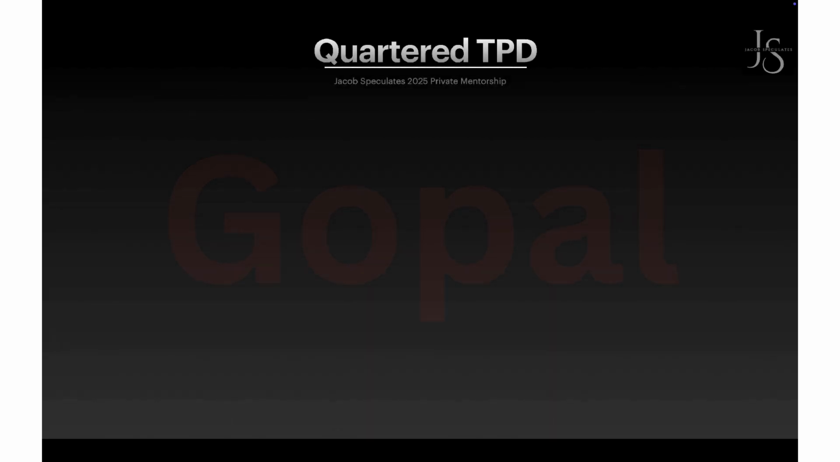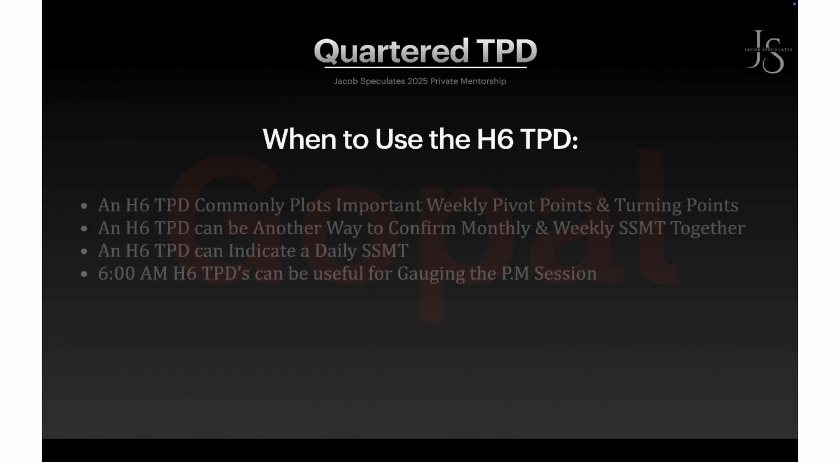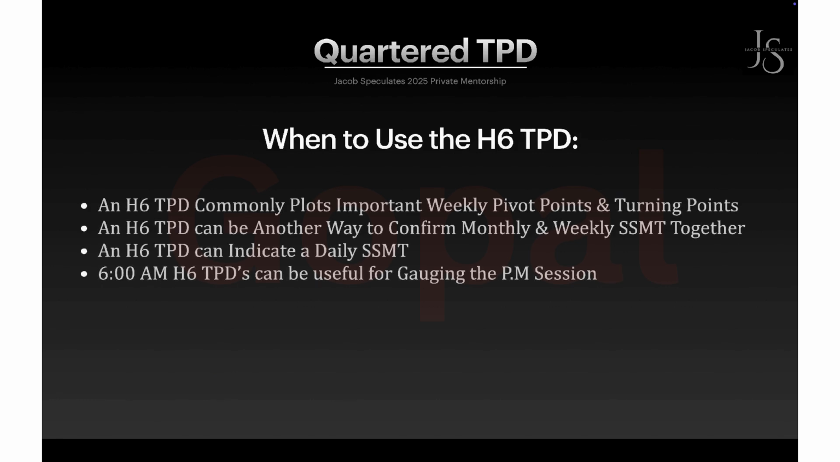All right, quartered TPD. When to use the 6-hour TPD. A 6-hour TPD commonly plots important weekly pivot points and turning points. A 6-hour TPD can be another way to confirm monthly and weekly SMT together. A 6-hour TPD can indicate a daily SMT, and a 6 a.m. TPD can be useful in gauging the PM session.